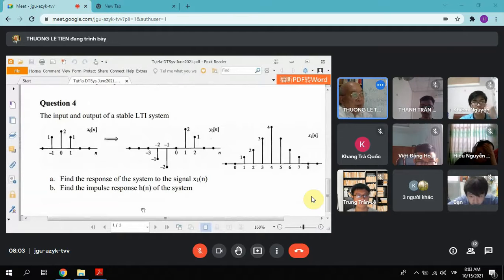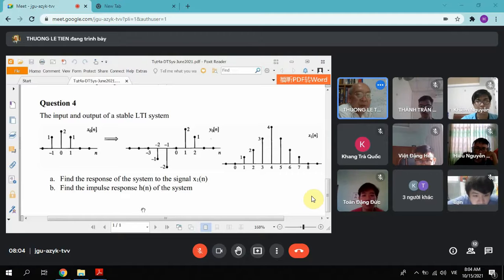Number 4: given the input x0, then pass through the system, we get y0. Now the question: find the response of the system to the signal x1(n). I let you know, because after this I expect all of you to work out the first minor mid exam for about 45 minutes and submit your paper to me. Since then I would know what percentage of your understanding. That is the way I can get the feedback.